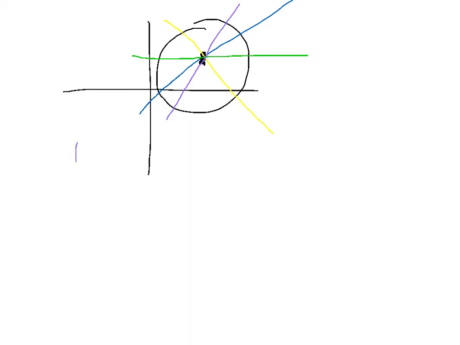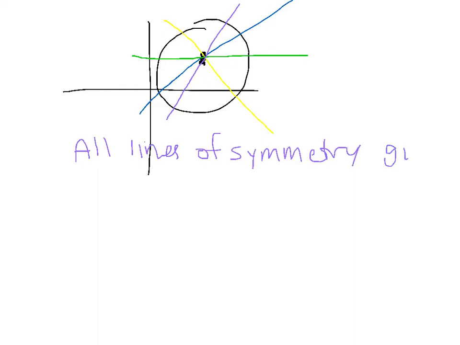So we know that all lines of symmetry go through the center of the circle.